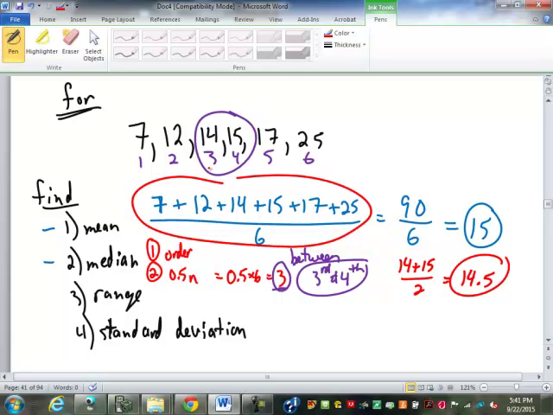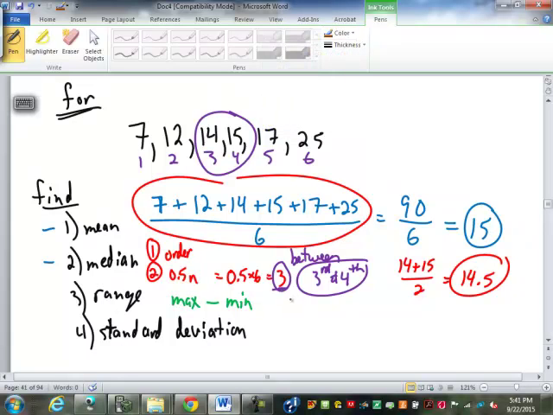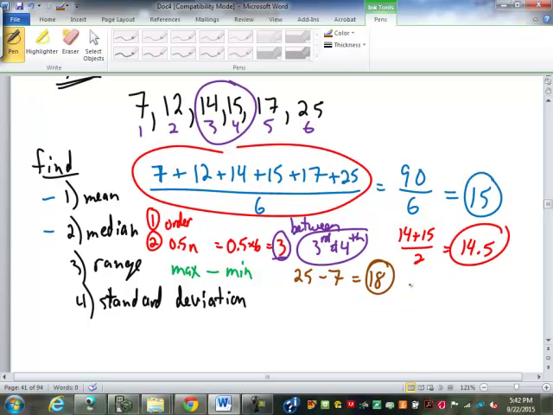The range. How do we find the range? It's the maximum, or the largest number, minus the smallest number, or the minimum. So what do we do here? What's the largest number? 25. What's the smallest number? 7. So that gives us a range of 18. That one's not so bad. The next one's the long one.